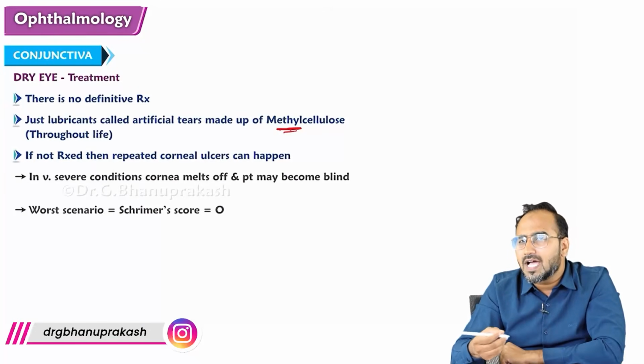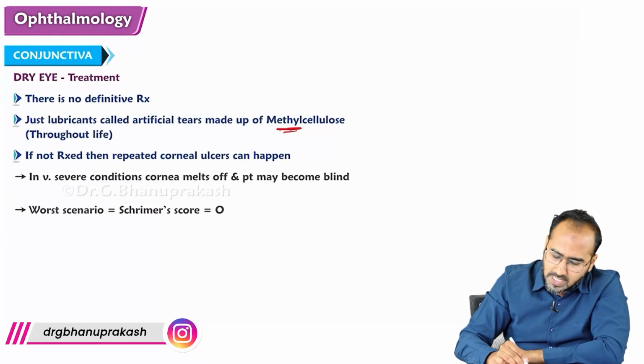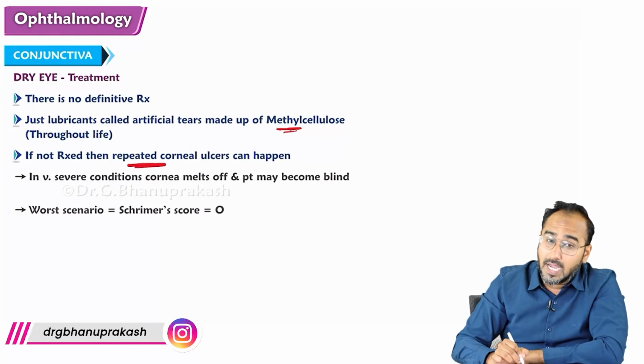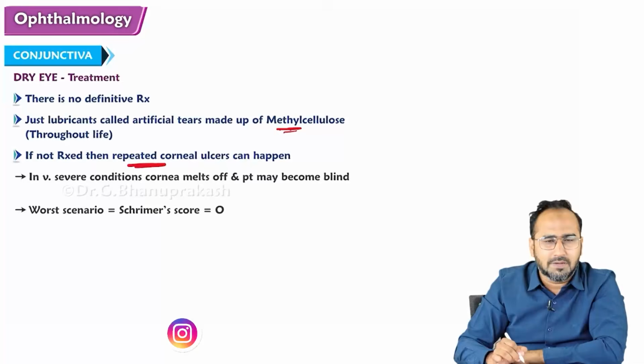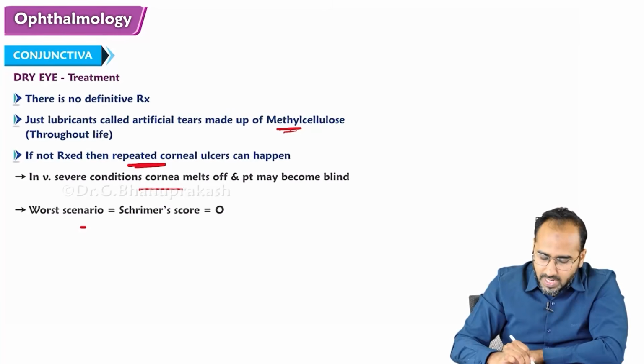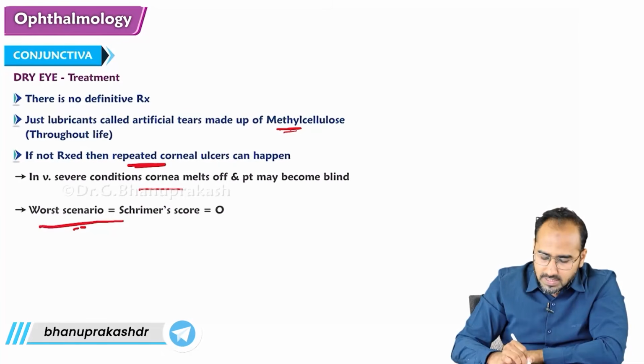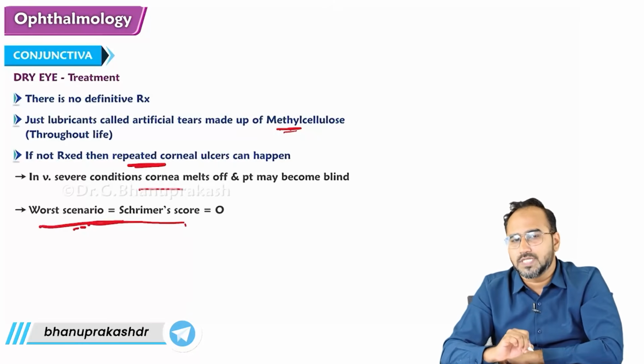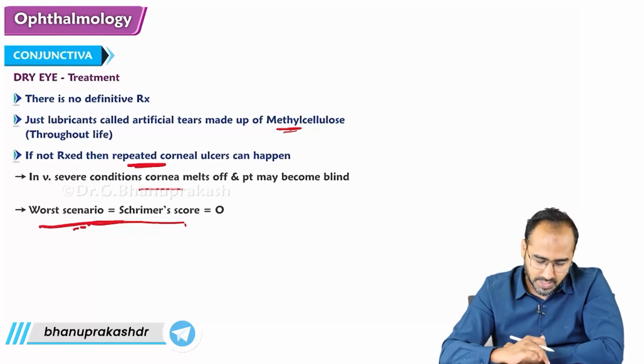Then the patient will have corneal ulcer. Repeated corneal ulcer could happen. And in severe condition, the cornea can melt off, leading to keratomalacia. I told you guys, worst scenario is what? Schirmer score of 0. That's the worst scenario of dry eyes.